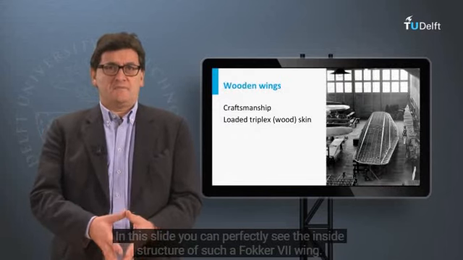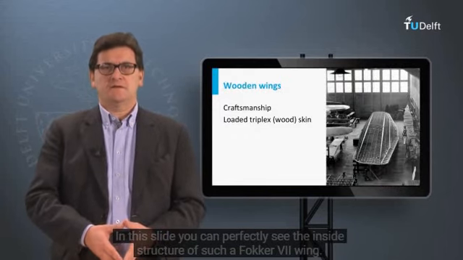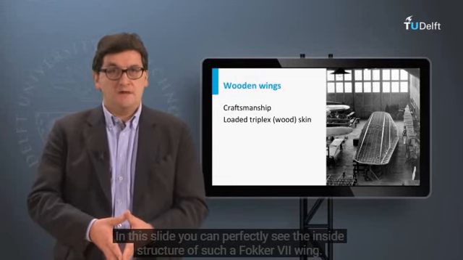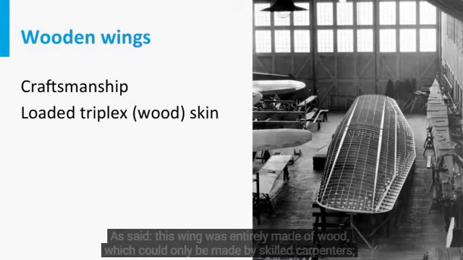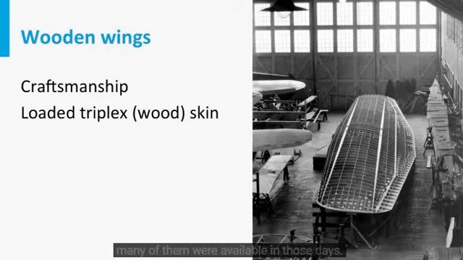In this slide, you can perfectly see the inside structure of such a Fokker 7 wing. As said, this wing was entirely made of wood, which could only be made by skilled carpenters. Many of them were available in those days.